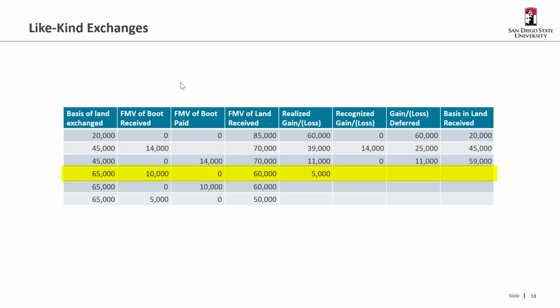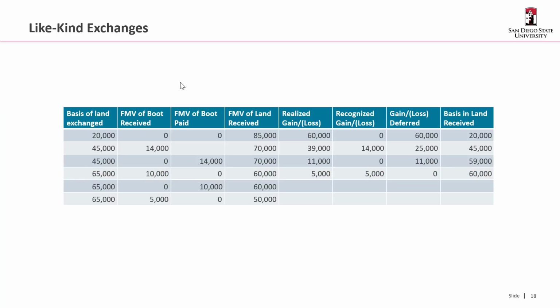How much of that do I recognize? Well, I recognize my realized gain to the extent of the boot received. So I only recognize the smaller of those two, or 5,000. Therefore, none of it is deferred, and I need to calculate my basis, and it's probably going to be 60,000, which is either the 65 plus 5 minus 10, or the 60,000 minus any deferred gain, which is 0, therefore 60,000.